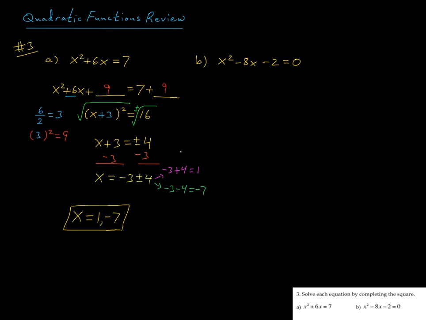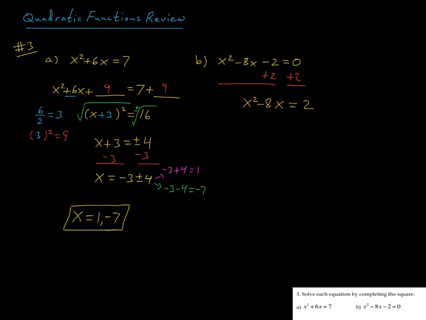Part B, x squared minus 8x minus 2 is 0. So to get set up in the same way that we saw in part A, I'd like there to be just the square term, this linear term, and then the constant term over on the right. So I'll start here by adding 2 to both sides. And so now we're looking at x squared minus 8x on the left and 2 on the right.